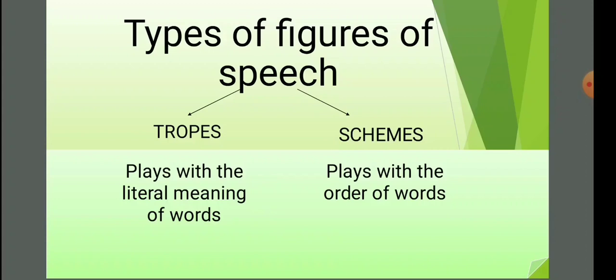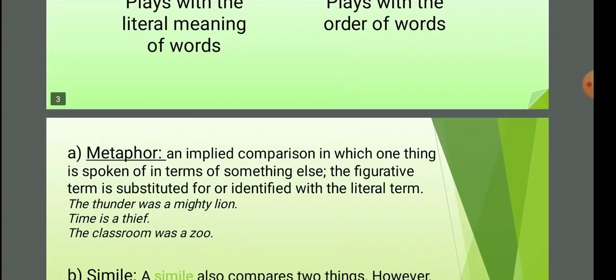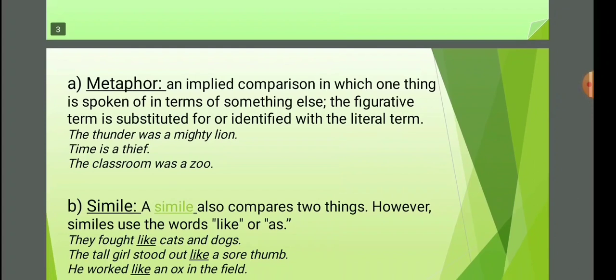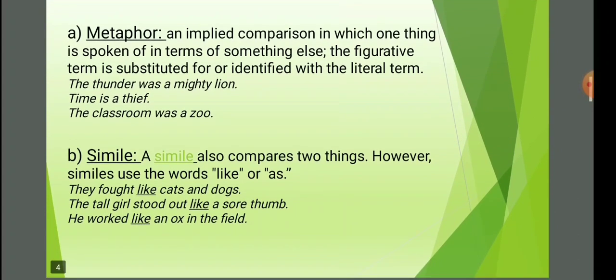Tropes play with the literal meaning of words. It means we have to read the sentence, and depending on the meaning, that comes under tropes. Schemes play with the order of words; it describes the arrangement of the words. Now we will study different types under tropes and schemes.